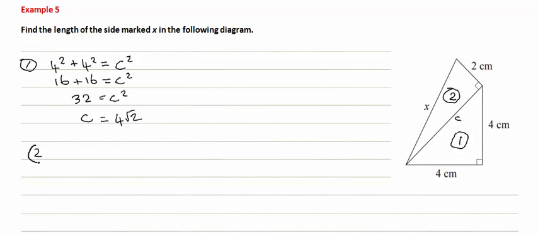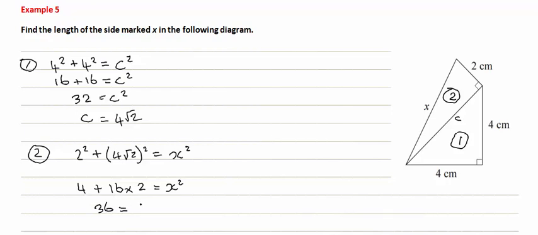This will be triangle 2. So in triangle 2, we'd have 2 squared plus this length, 4 root 2 squared, equals the hypotenuse, which is x squared. So this is 2 squared is 4 plus 4 squared is 16 times root 2 squared is 2 equals x squared. So we've got 32 plus 4, which is 36, equals x squared, and as you can see, x will be 6 cm.